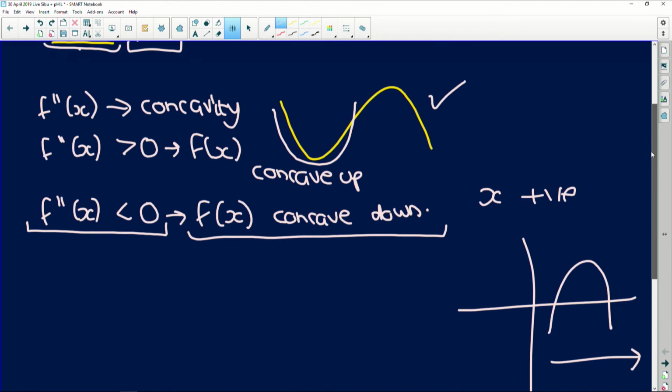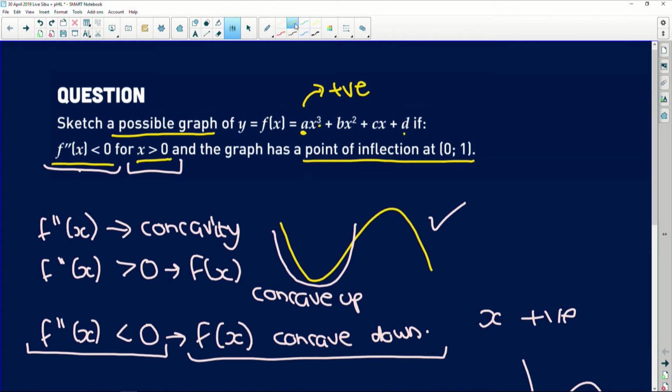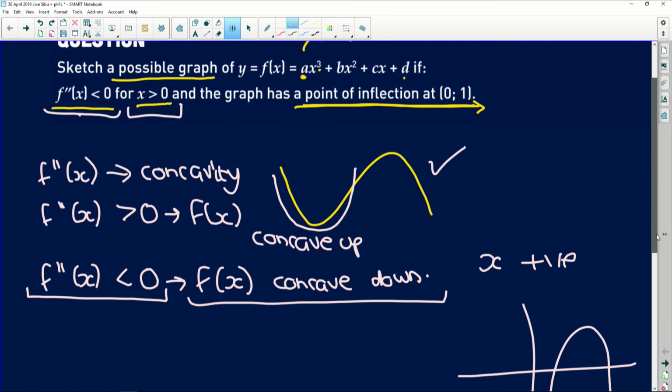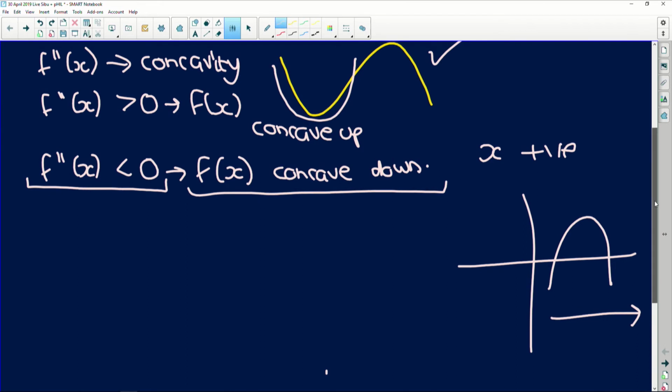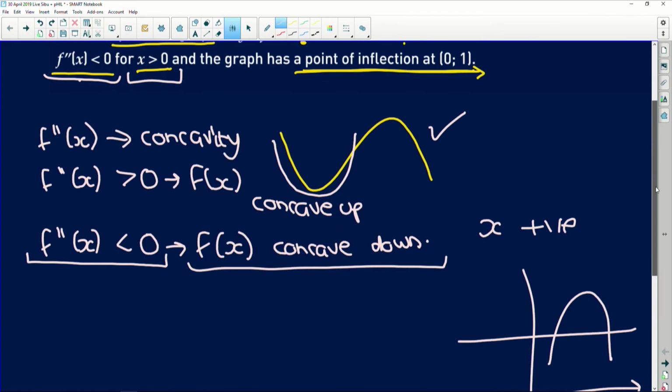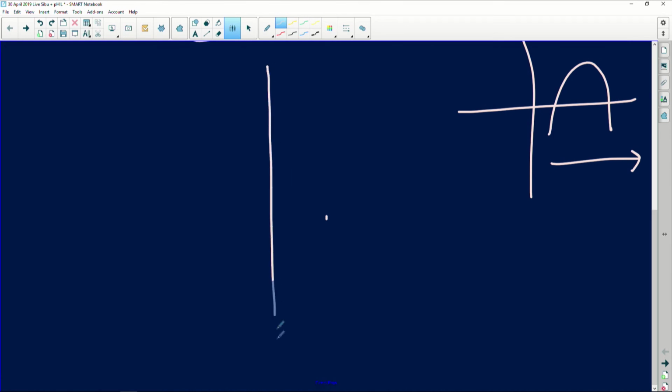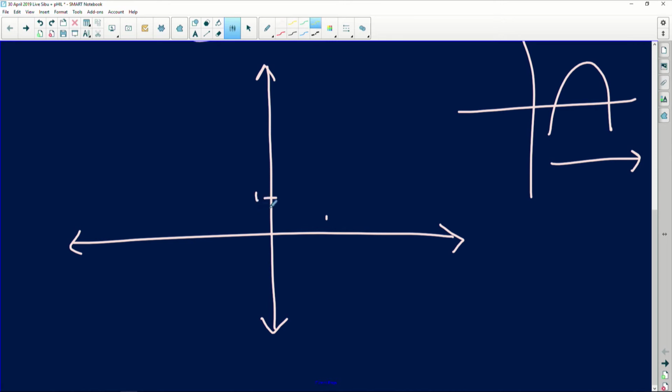Okay, but they make a very important note here. The point of inflection, guys, is basically where the graph changes from concave up to concave down or vice versa. So that point of inflection is very important. (0, 1). Okay, so let's draw a graph here. Obviously, you guys will be given axes. I'm going to freehand it here. (0, 1). Where x is 0 is along the y-axis. Let's make that point 1. We know that the graph is going to cut there. We also know that that is where the point of inflection is.